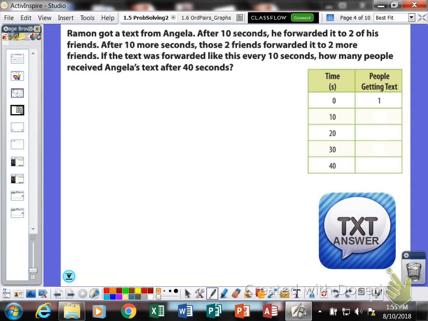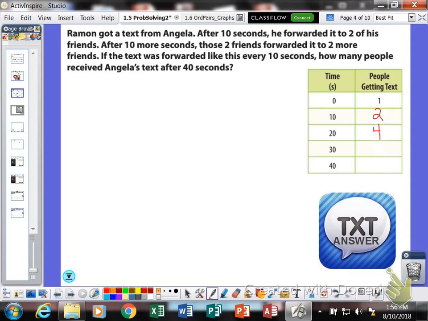So the 0 second was that initial text that Raymond got from Angela. Now after 10 seconds, he's going to send it to 2 of his friends. So we fill this in with a 2. And then after another 10 seconds, which would be 20 seconds, those 2 people are going to send it to 2 people each. So that's a total of 4 people now who got the new text. We're not done yet. This was the initial 1, then the next 2, and then another 4 because those 2 people are going to send it to 2 more. 2 times 2 is 4.